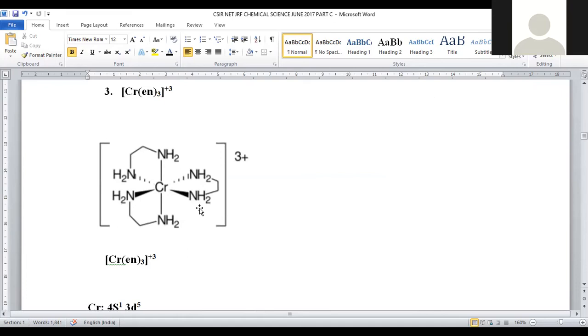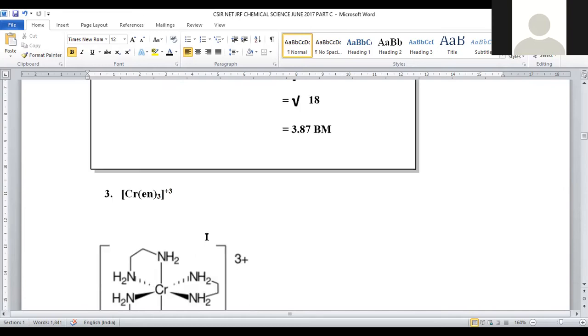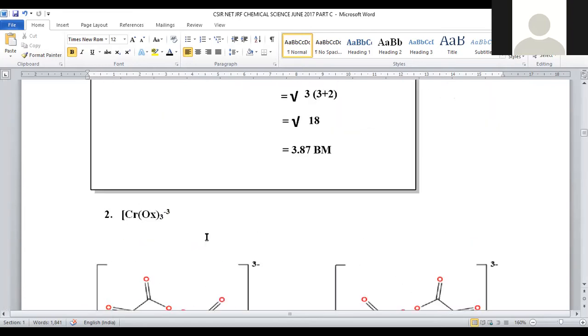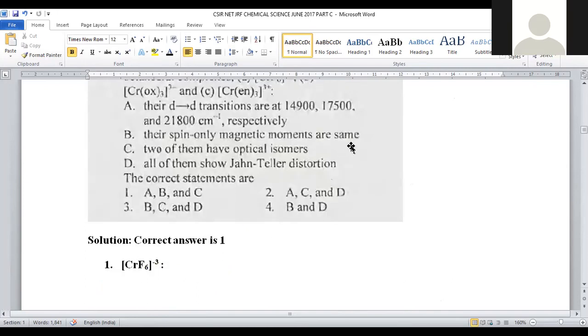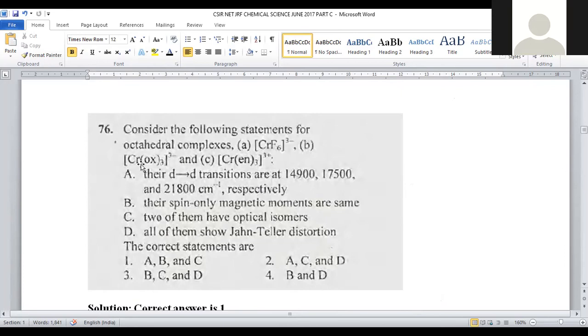A center of symmetry may not be possible, a plane of symmetry may not be possible. We can't bisect the molecule by means of any symmetry element. So when chelating ligands are present, most probably there is a possibility of optical activity. So both compounds, oxalato and ethylenediamine, impart optical activity, and where fluoro ligands are present, optical activity will not be there. So "2 of them are optical isomers" is the correct statement.